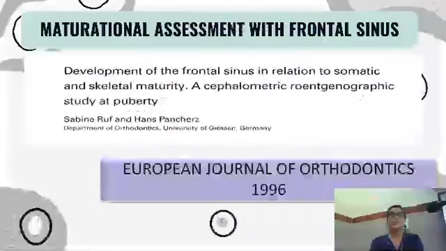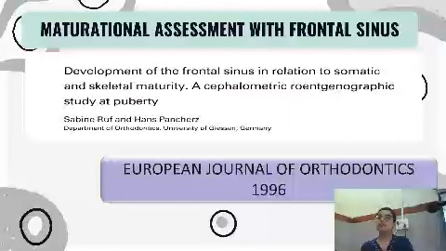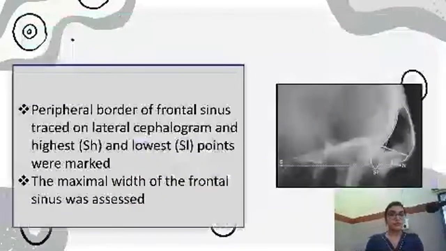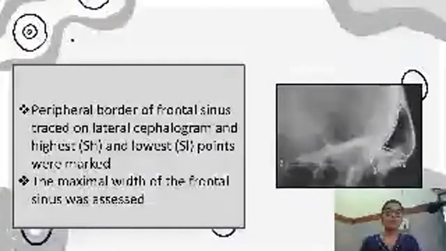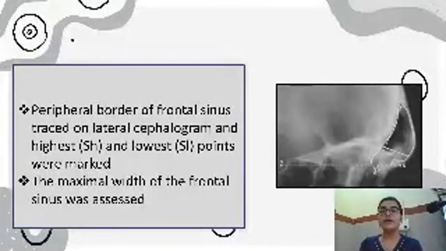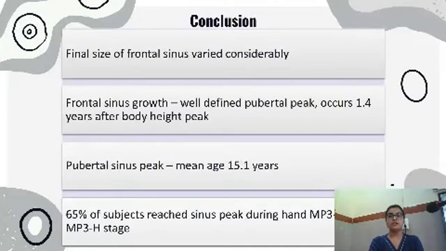Now, coming to maturational assessment, development of frontal sinus in relation to the somatic and skeletal maturity was analyzed by Ruf et al. They marked the frontal sinus on lateral cephalogram, and the highest point and the lowest point, that is SH and SI points, were marked, and the maximum width of the frontal sinus was assessed, and they concluded that the final size of frontal sinus varied considerably.